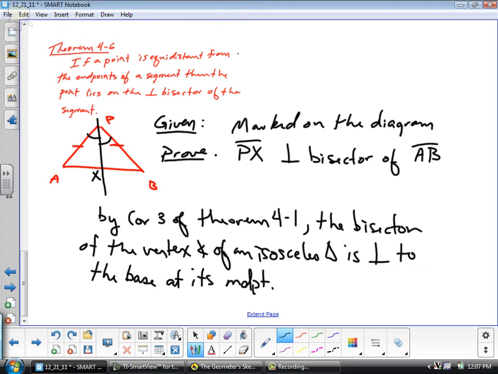So since it's perpendicular to the base at its midpoint, it is a perpendicular bisector, by definition of perpendicular bisector.